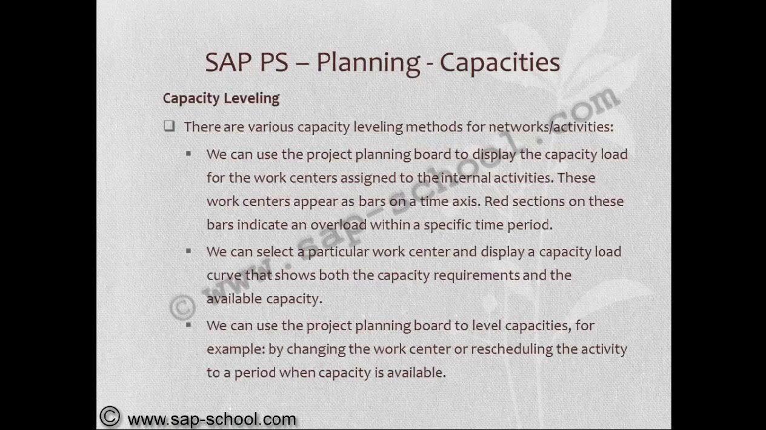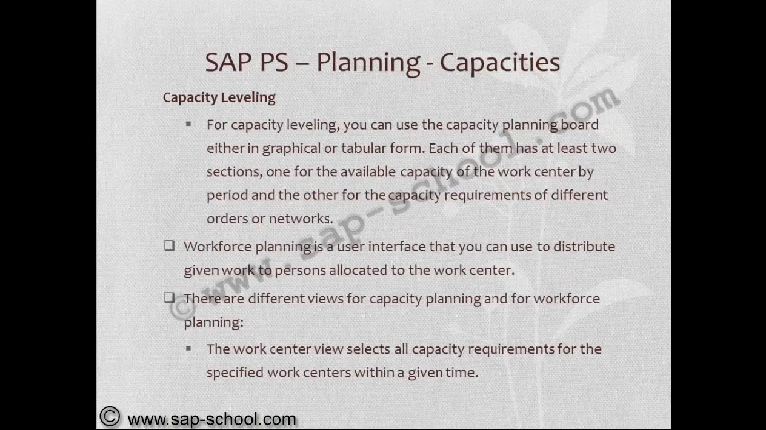We can use the project planning board to level capacities, for example, by changing the work center or rescheduling the activity to a period when capacity is available. For capacity leveling, we can use the capacity planning board either in graphical or tabular form. Each of them has at least two sections, one for the available capacity of the work center by period and the other for the capacity requirements of different orders or networks.